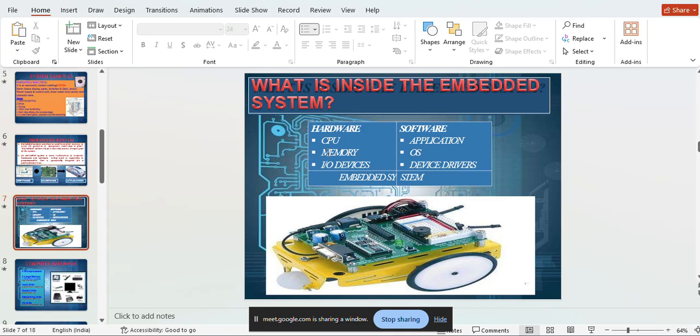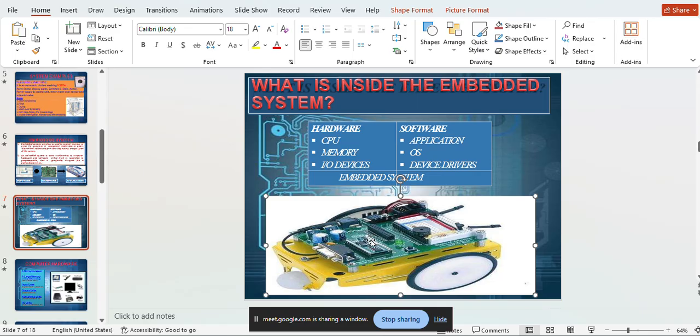Then there are device drivers. What these drivers do is help to communicate between the controller and the laptop. You must always install these drivers. Without the drivers, it is difficult to communicate between the microcontroller and the laptop. The driver helps to communicate serially between the controller and the system. Done. So these are the basic components which are used in the embedded system.